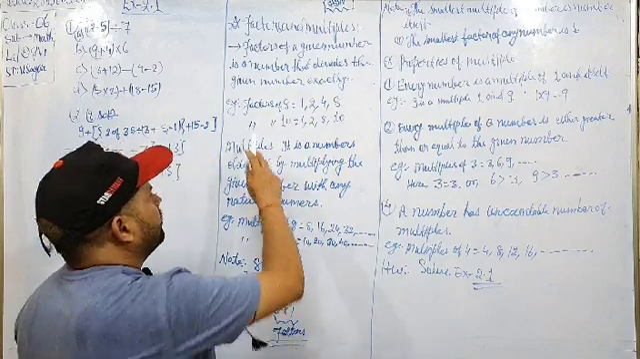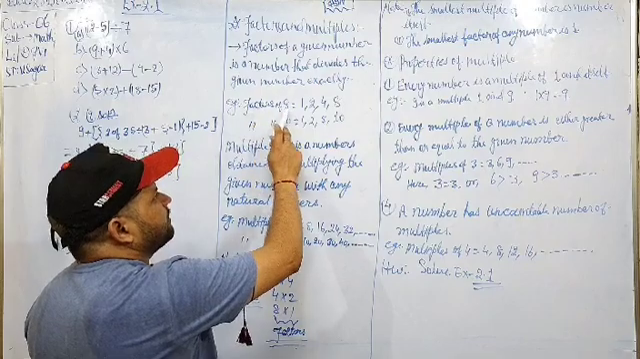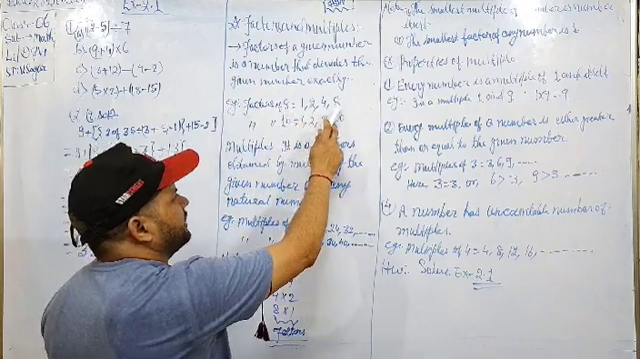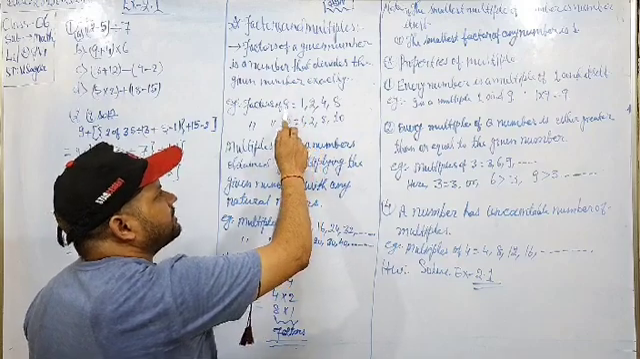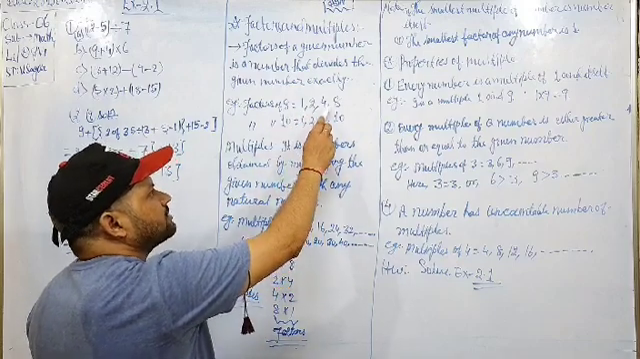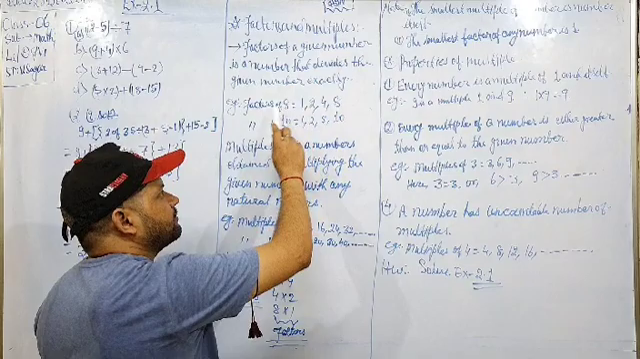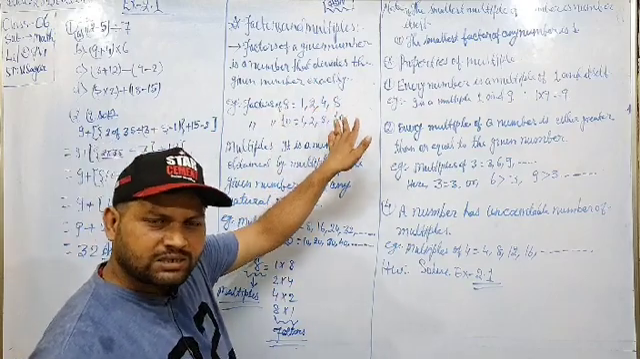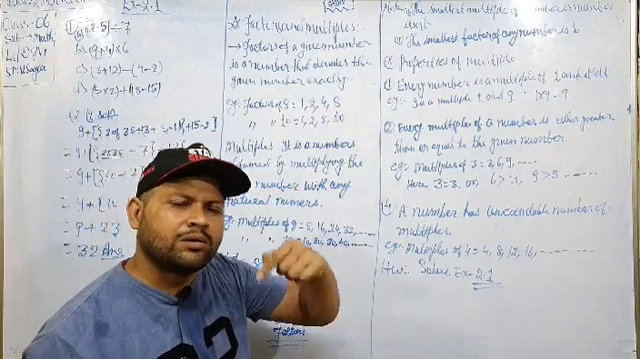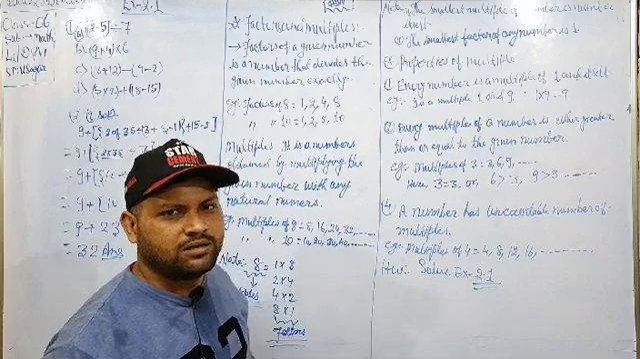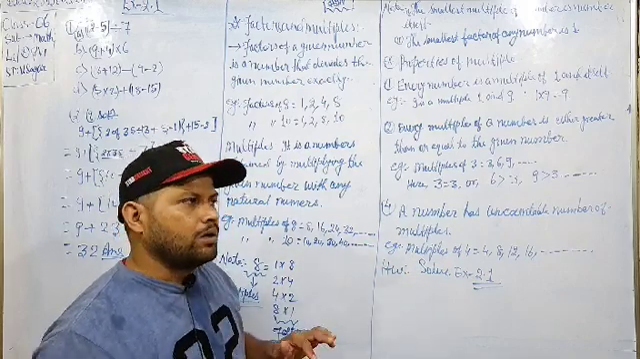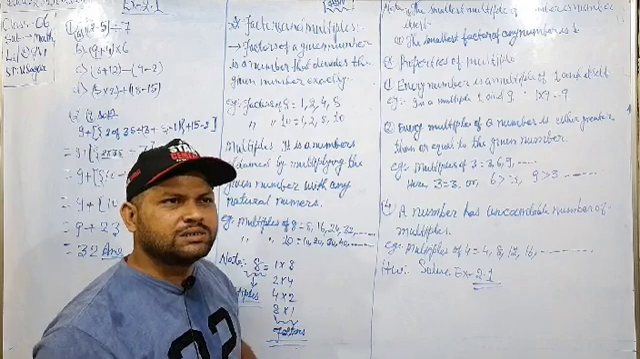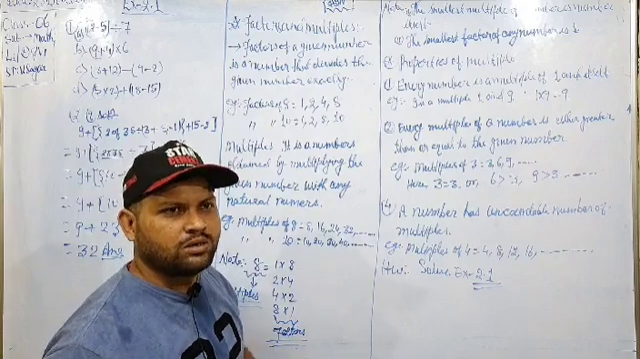For example, the factors of 8 are 1, 2, 4, 8. It means 1 can divide it, 2 can divide it, 4 can divide it, 8 can divide it. Except these, no other number can divide it exactly. For example, 3 cannot divide it. Divide exactly means the remainder is 0.